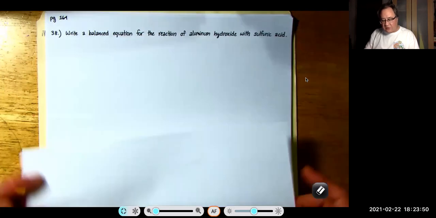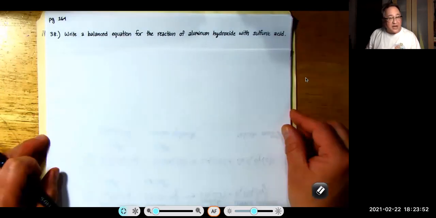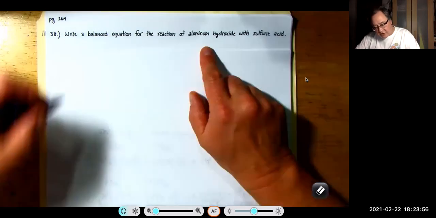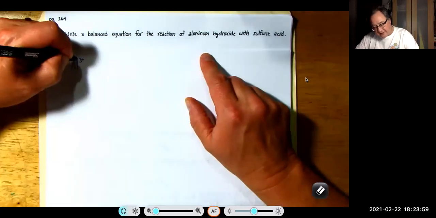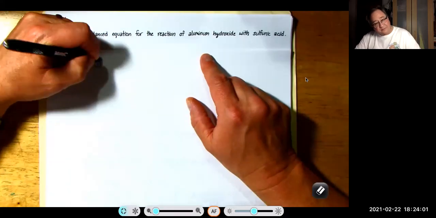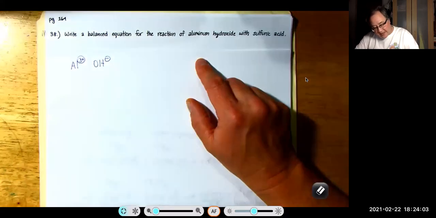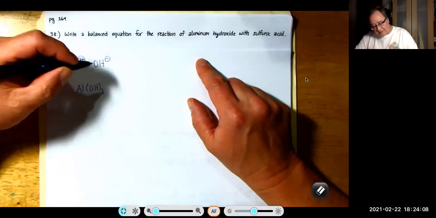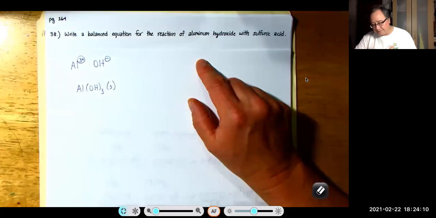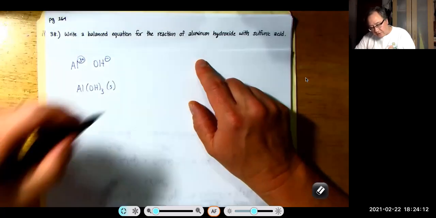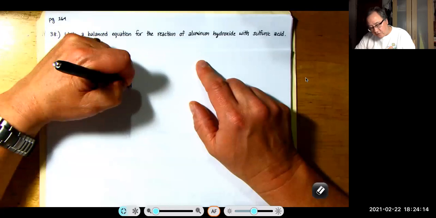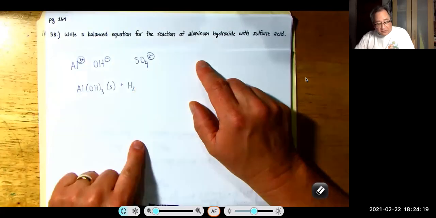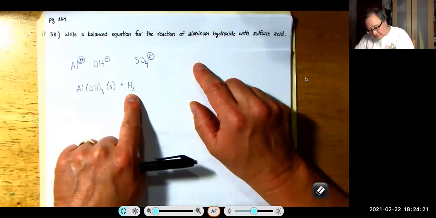So write a balanced equation for the reaction of aluminum hydroxide and sulfuric acid. So for aluminum hydroxide, you need to know that aluminum is a +3 and hydroxide is a -1. So the formula is Al(OH)3. That's going to be a solid because hydroxides are not soluble. And you're going to react it with sulfuric acid. So you know that sulfate is SO4 2-. So the acid, sulfuric acid, is H2SO4.